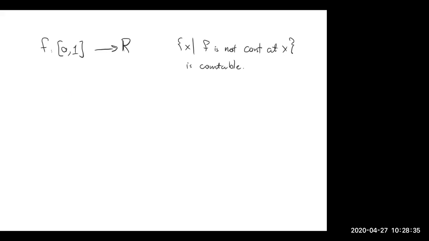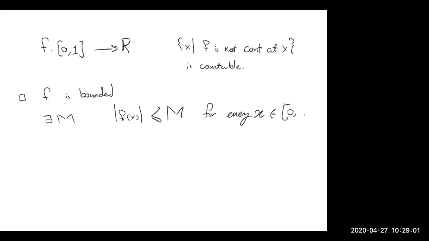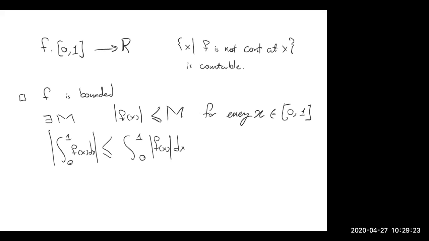So we had an extra assumption that f is bounded. It means there exists a number m where the absolute value of f of x is less than or equal to m for every x in the interval from 0 to 1. So if I look at the integral of f of x from 0 to 1, its absolute value is less than or equal to the integral of the absolute value of f of x dx. This is always the correct inequality: the absolute value of an integral is less than or equal to the integral of the absolute value. And the absolute value of f is less than or equal to m.